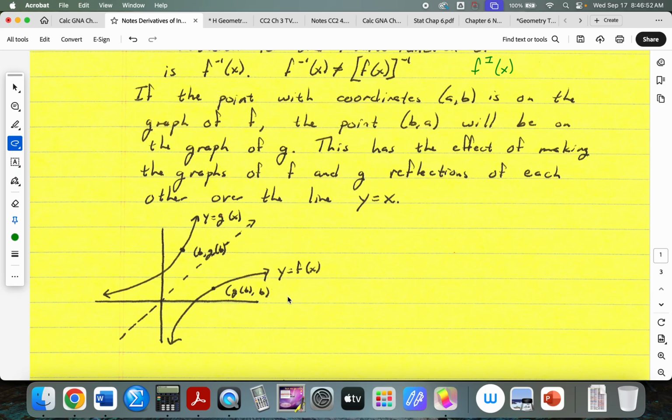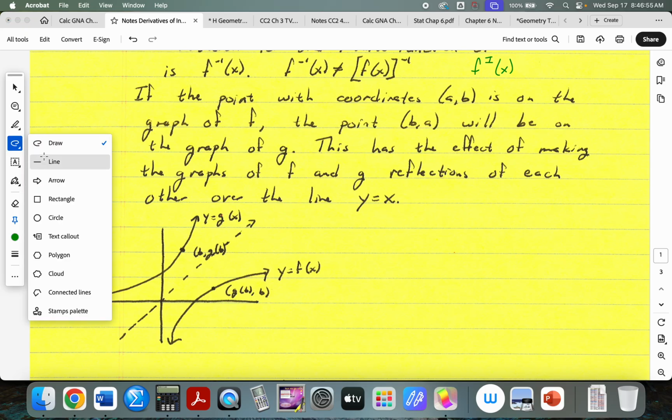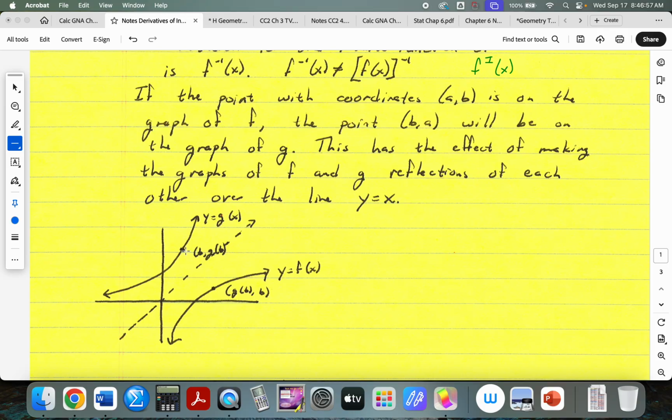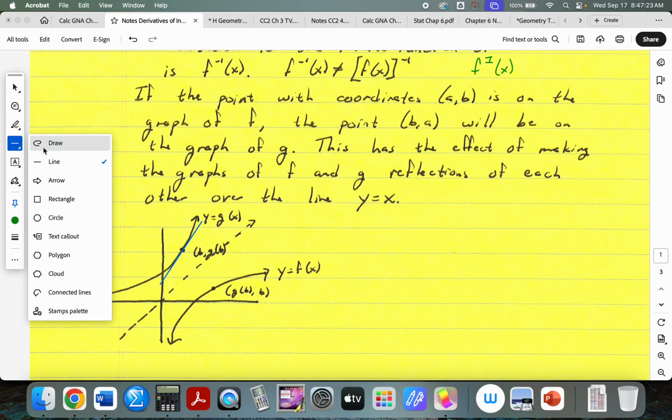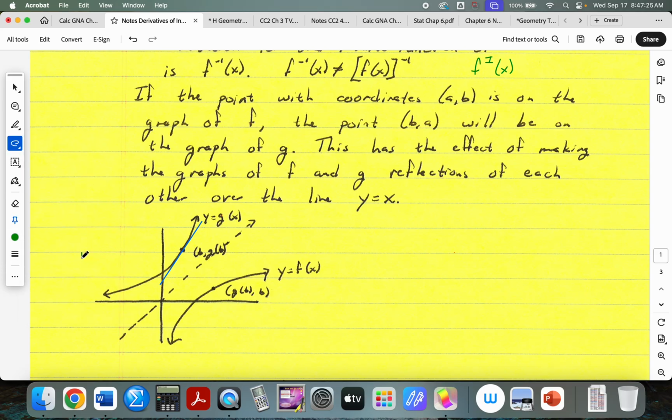Well, let's think about this for just a second. Let's draw in the tangent line to y equals g of x at the point b, g of b. Why I decided to use b instead of a, I have no idea. So the tangent line would look something about like that, right? And the slope of the tangent line would be equal to g prime at b, right?